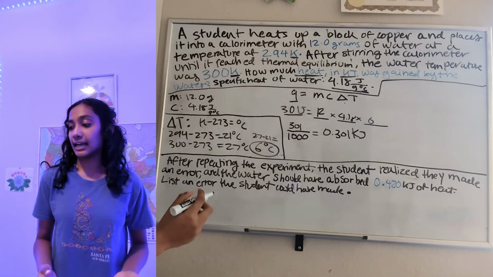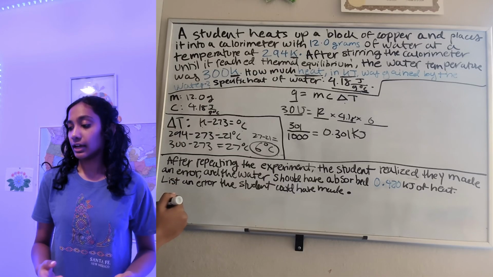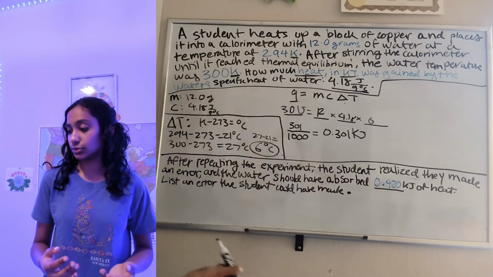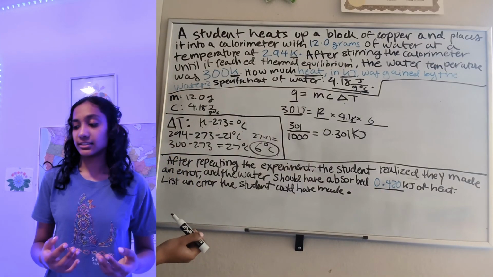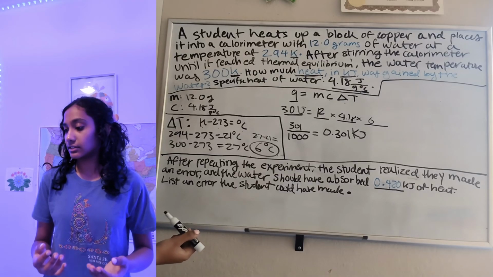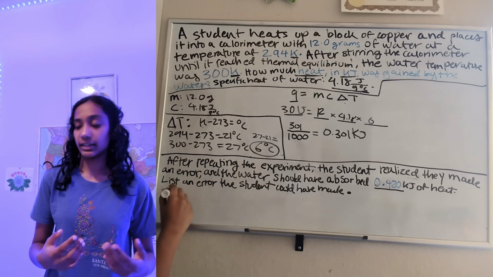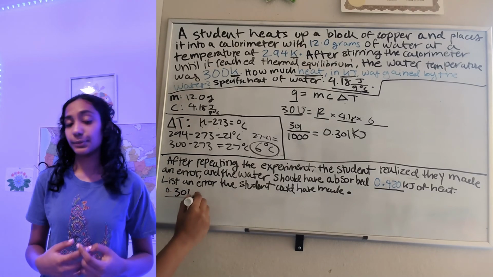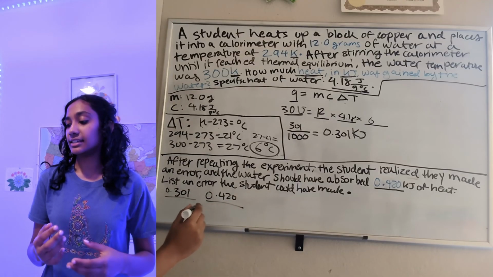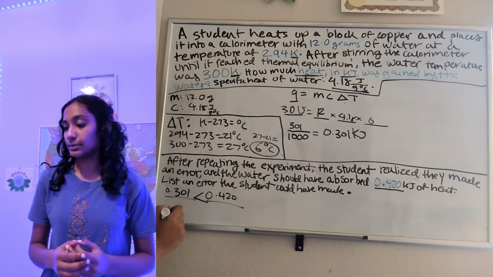Next, this problem tells us that after repeating the experiment, the student realized they made an experimental error, and the water should have absorbed 0.420 kilojoules of heat. The problem asks us to list a type of experimental error the student could have made. So, we know that the student found the water absorbed 0.301 kilojoules, but the water should have absorbed 0.420. This means that the student did something that lowered the calculated value of the heat absorbed.